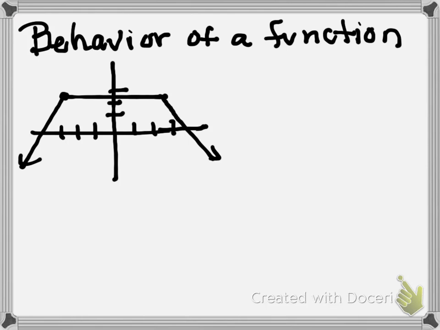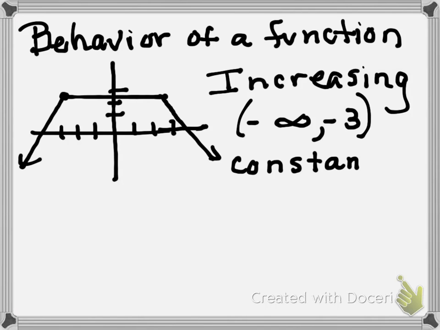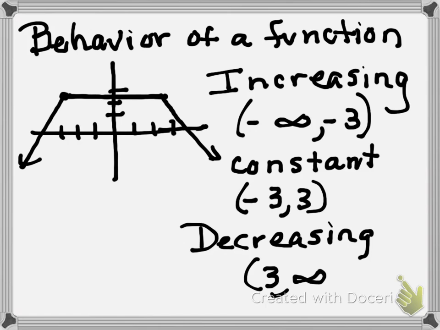So let's look at the behavior of this function. If we look to the left of -3, it's increasing. So we would define this function in 3 different ways. It would be increasing in the interval between -infinity and -3. It's constant between -3 and 3, in this interval in here. And then it's decreasing from 3 to infinity.